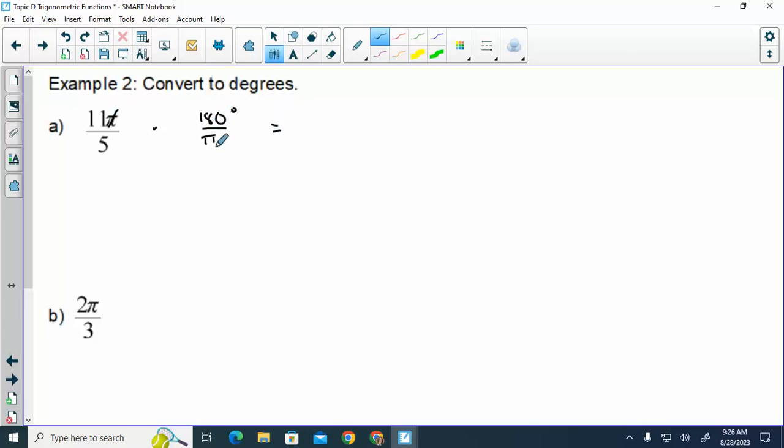Alright, so the pi's drop. Alright, fancy math. What's 180 divided by 5? 36. And then you have to do 36 times 11. Or you could do 11 divided by 5 times 180. Get the same thing. What do we get? And you have to make sure you put your degree symbol.